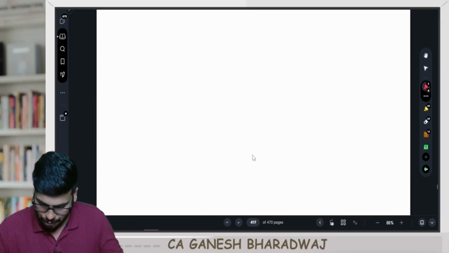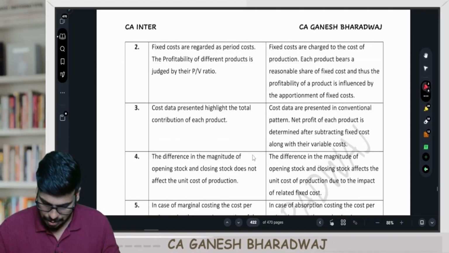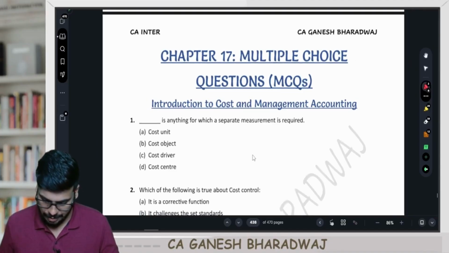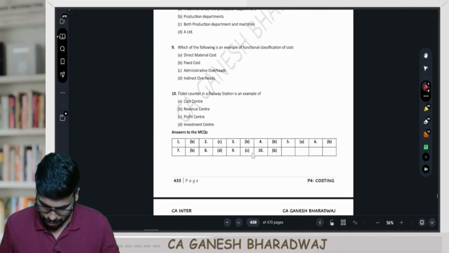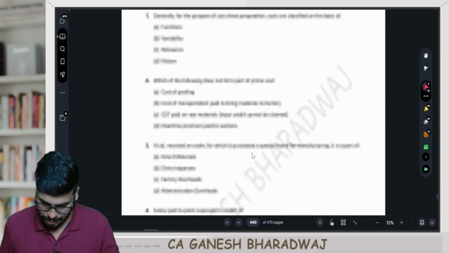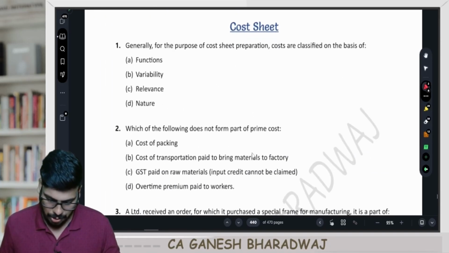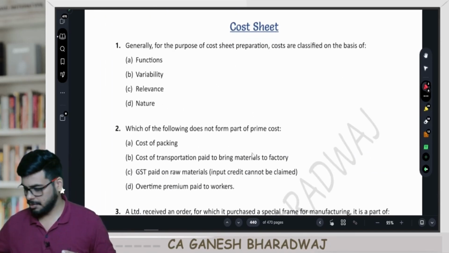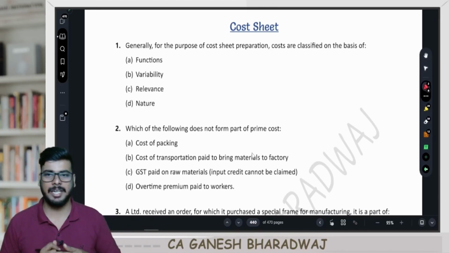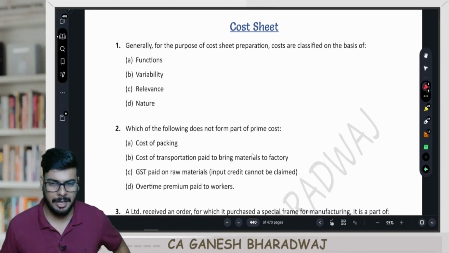Let's go to the MCQs in this chapter. So please go to the MCQ section. So this is chapter 17, the MCQs. It's page number 436 of our book. So all these are available, right? Shall we get started, guys? Let's discuss and do it.